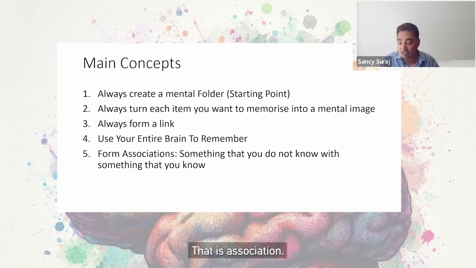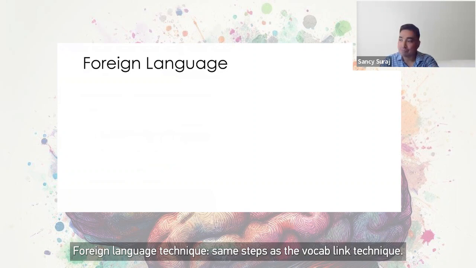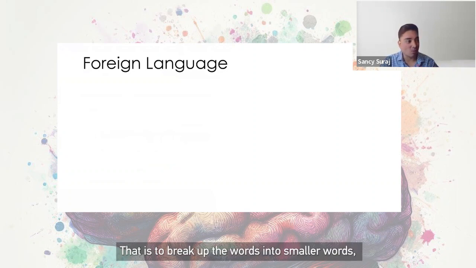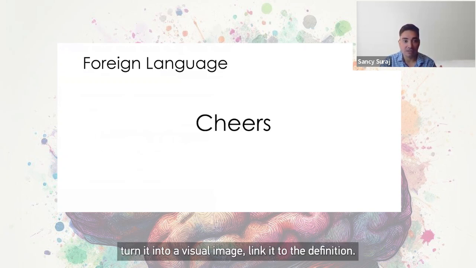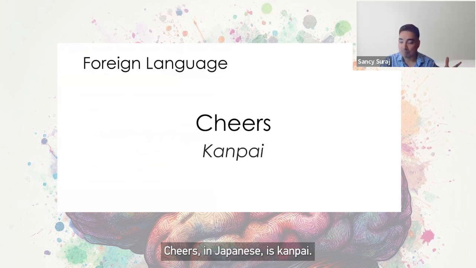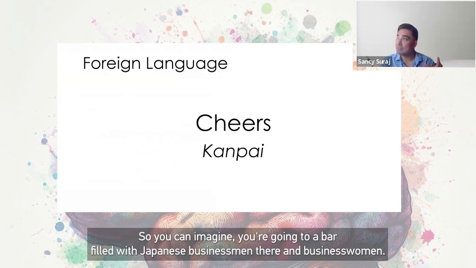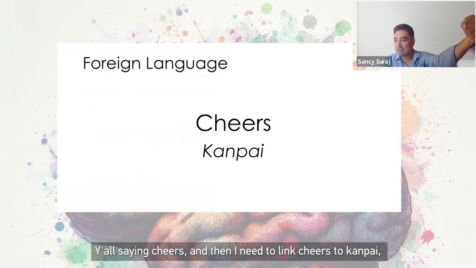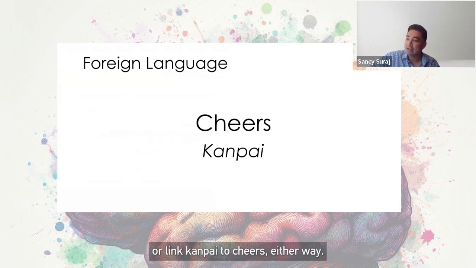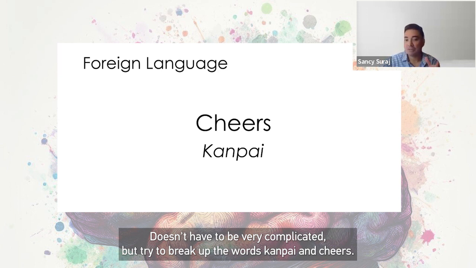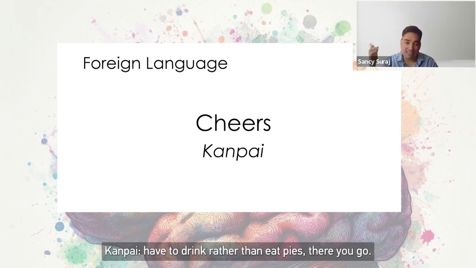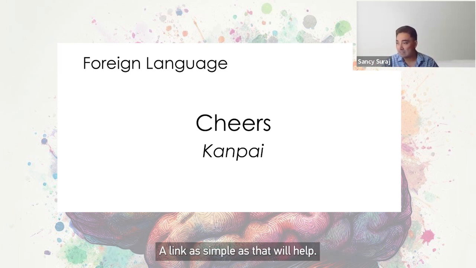That is association. Foreign language technique, same steps as the vocab link technique. That is to break up the words into smaller words, turn it into a visual image, link it to the definition. Cheers in Japanese is kanpai. So you can imagine you going to a bar filled with Japanese businessmen and businesswomen. You're saying cheers, and then I need to link cheers to kanpai, or link kanpai to cheers. Either way, it doesn't have to be very complicated, but try to break up the words kanpai and cheers. Kanpai, have to drink rather than eat pies. There you go. A link as simple as that will help.